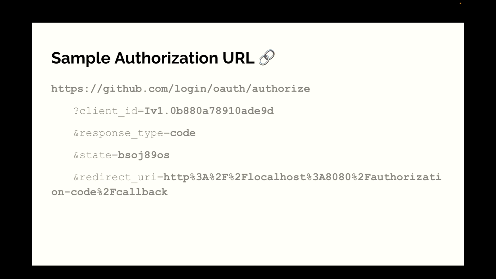So this is a sample authorization URL. We are using GitHub as the authorization server here. The first part is the authorize endpoint of the GitHub authorization server. Then we have client ID. Then we have response type equal to code. Then state equal to some random generated string from the client server. Then we have redirect URI. This redirect URI should be the same one which we registered while creating the client application in the OAuth provider page.